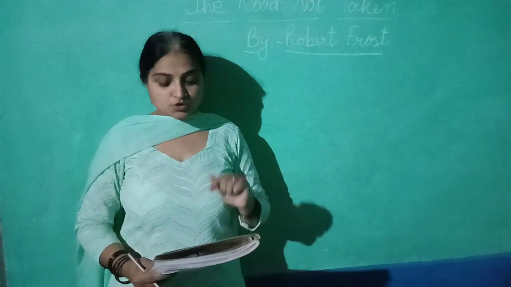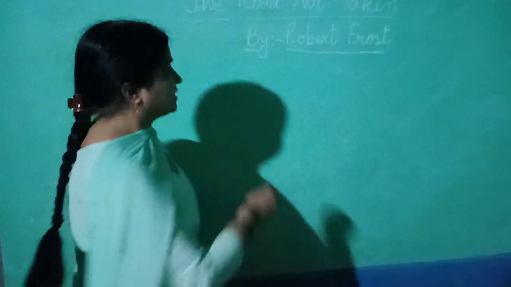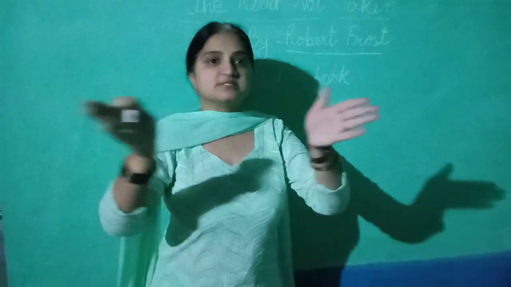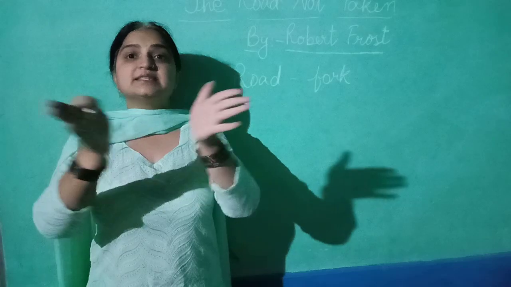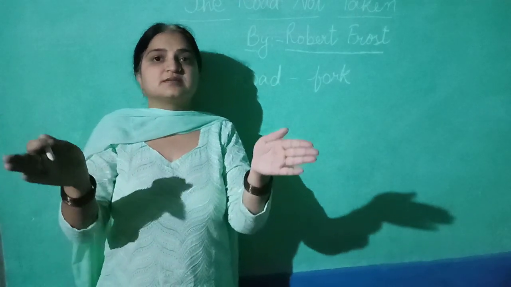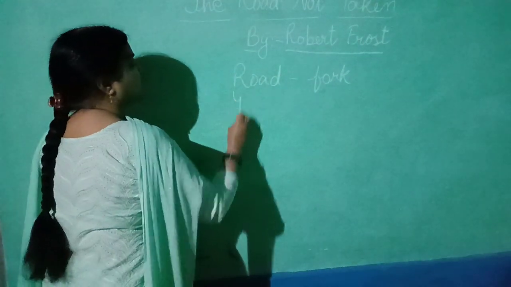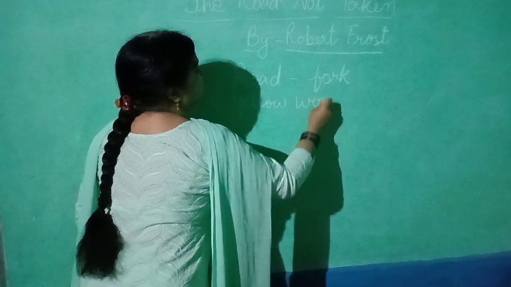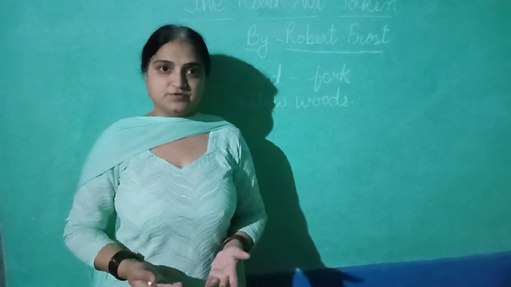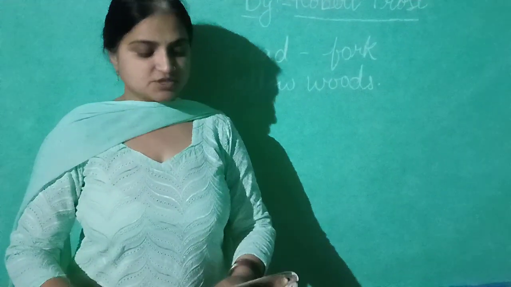So here the road is compared to a fork, and it is also a comparison of life. Here a fork means the diversion. Two roads, so roads mean two choices. The roads are the choices. And then yellow woods means the decisions taken during the hard times of your life. So this is also a poetic device used by Robert Frost here.